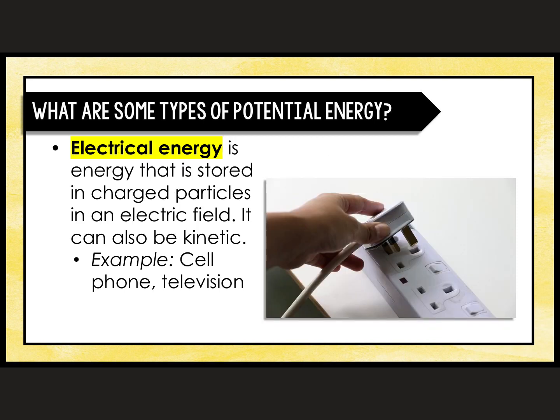Yet another type of potential energy is electrical energy. It is energy that is stored in charged particles in an electric field. This type of energy can also be kinetic. Consider a cell phone. Although the battery is an example of chemical potential energy, once that energy is changed into electricity and starts flowing through the cell phone, then it is electrical energy.